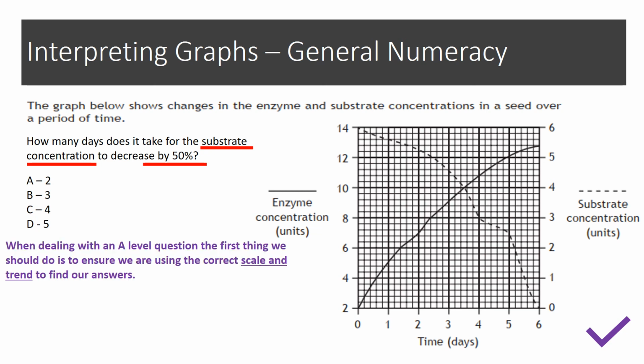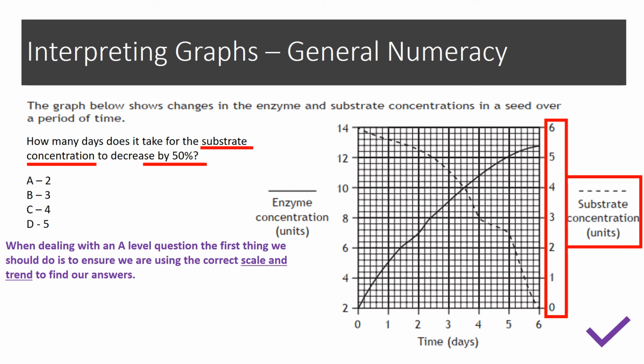When dealing with an A-level question, the first thing you should do is ensure we are using the correct scale and looking at the correct trend to find our answers. This is where some people can trip up by looking at the wrong scale and writing down the wrong answer, unfortunately. So here I've highlighted from information in the question that we know we're looking at substrate concentration. So straight away, I know that we're looking at the dotted line. And because we're looking at the dotted line, we have to use the additional scale. So we are looking at the right-hand side scale, 0, 1, 2, 3, 4, 5, 6.